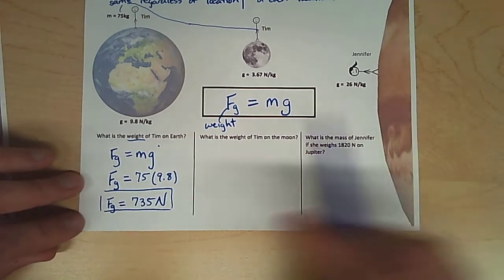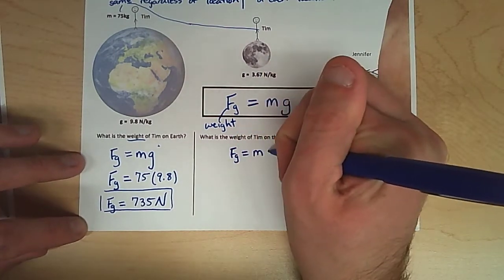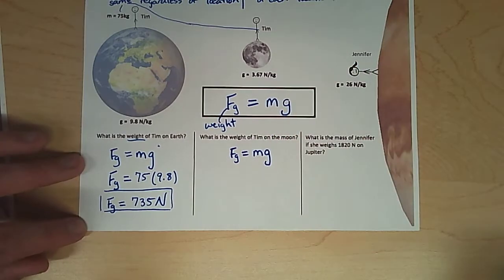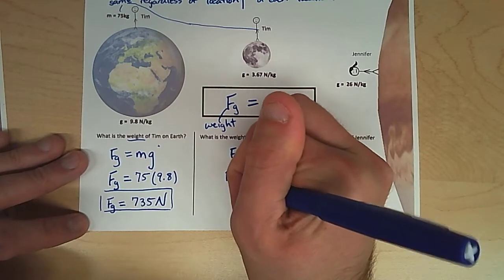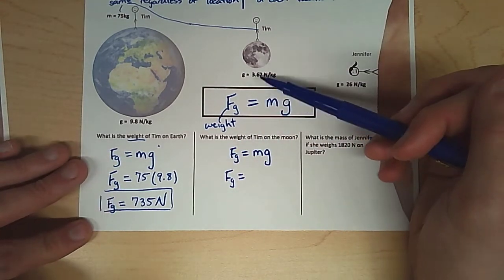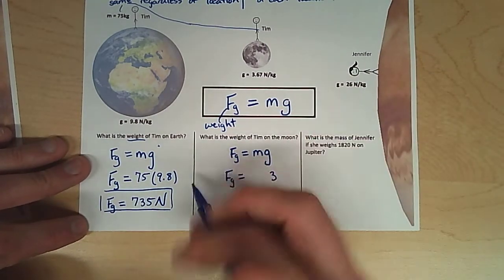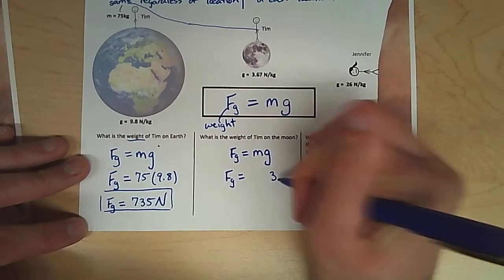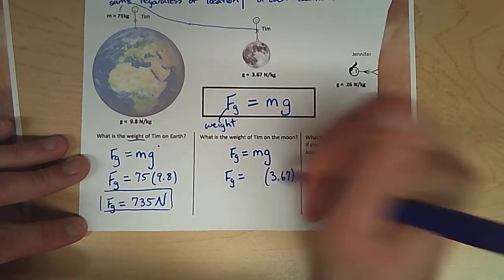What is the weight of Tim on the moon? So still going to use the same exact equation. Fg is equal to mass times gravitational field strength. And I'm looking for weight. And let's see, the information that I'm given up to here is the gravitational field strength, which is less than that of Earth. So I should automatically expect my force of gravity to be less as well once we find it. 3.67 newtons per kilogram.